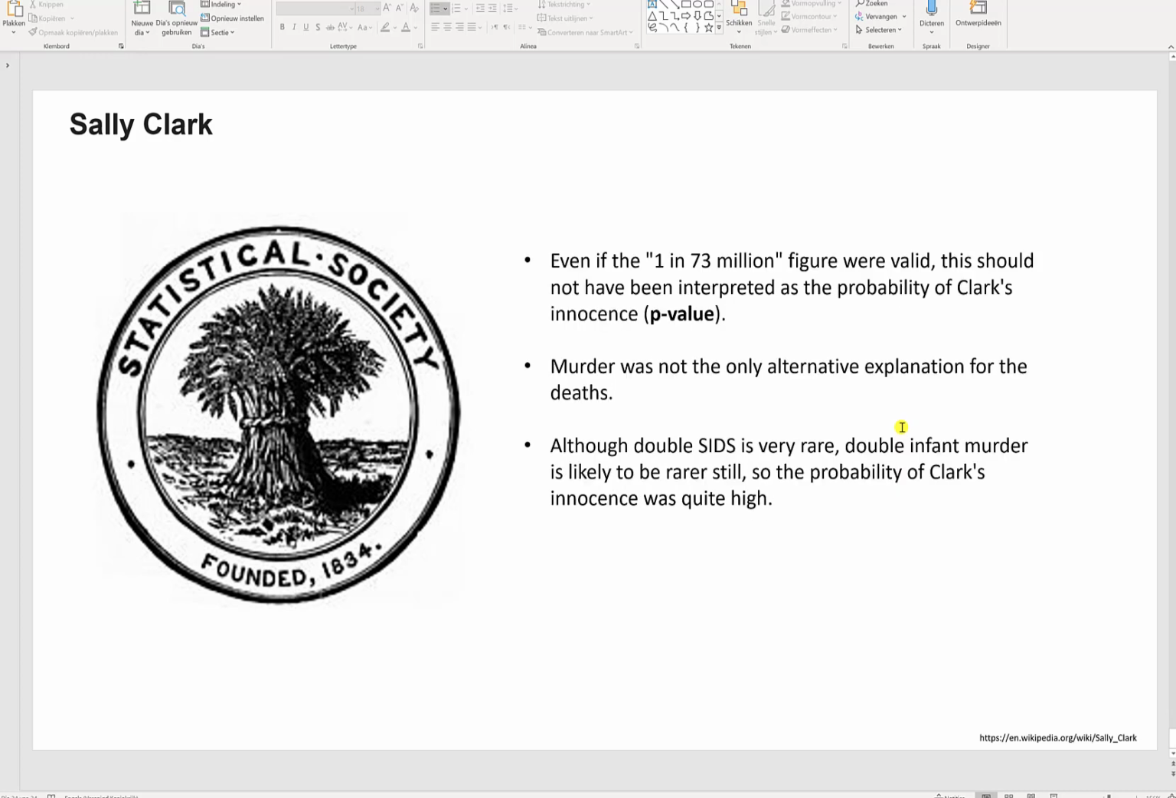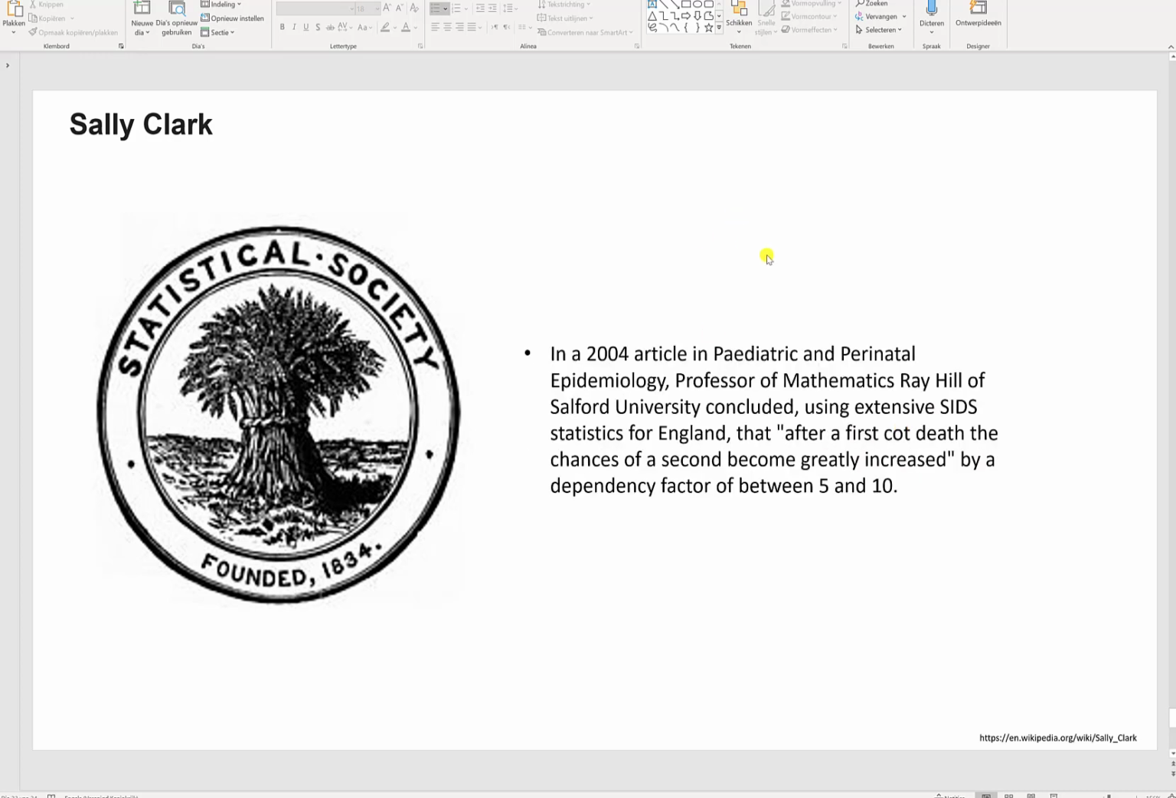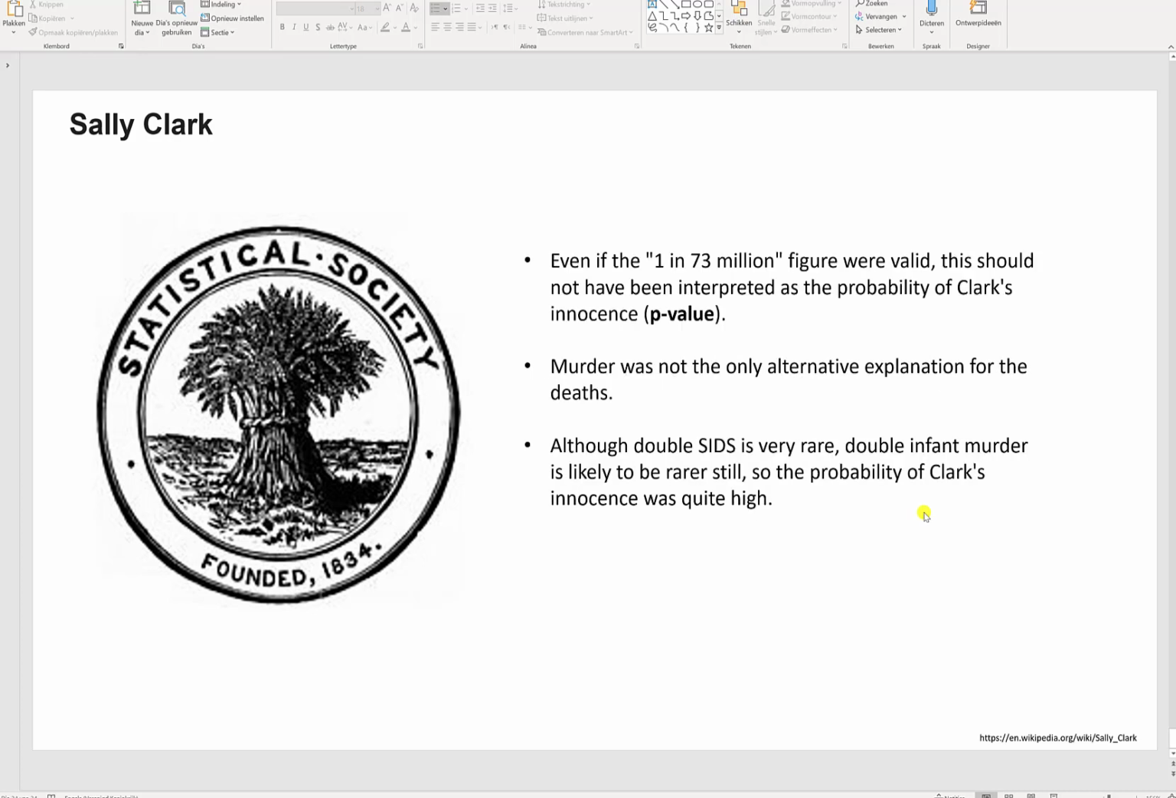And so they went investigating that. They wrote a whole report on a study in which they looked at extensive SIDS statistics data in the whole history of England. And they concluded that after the first cot death, the chances of a second become greatly increased, by a dependency factor of 5 to 10, which is significant, right? So that means that there is clearly a dependence, and that the reason why Sally was found guilty is completely wrong, because it is based on the fact that you ignore the dependence between those two observations, right?